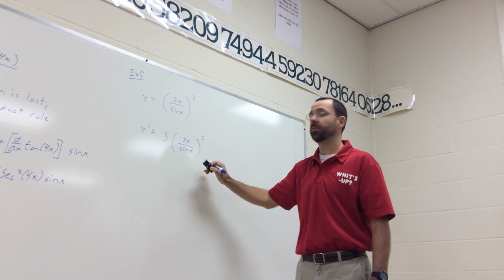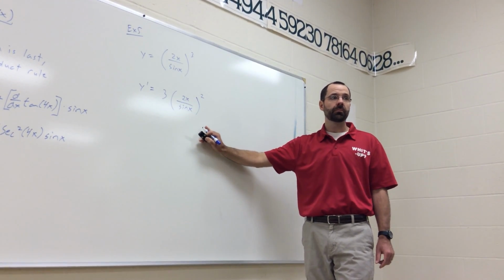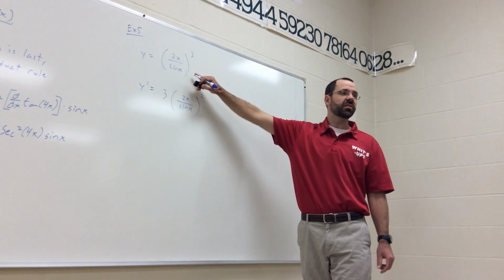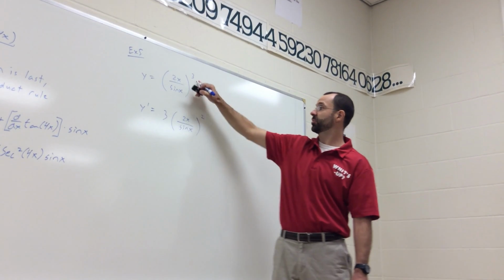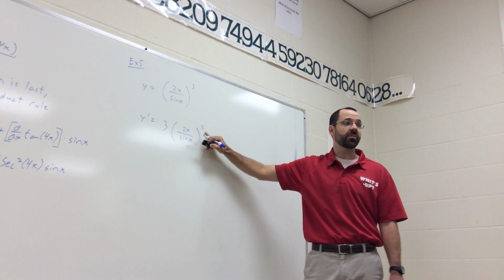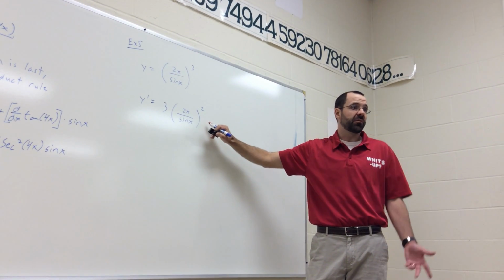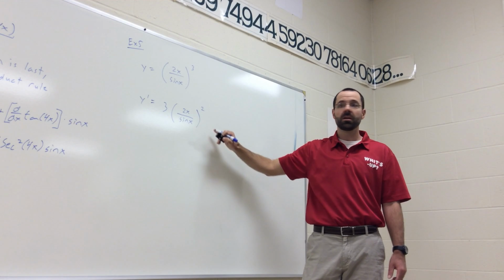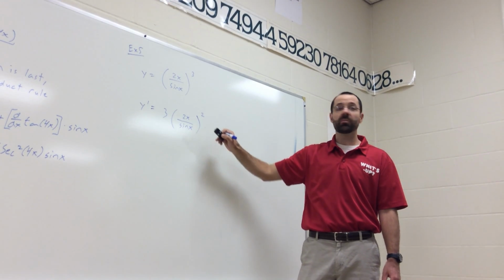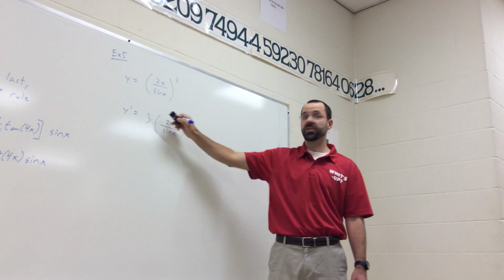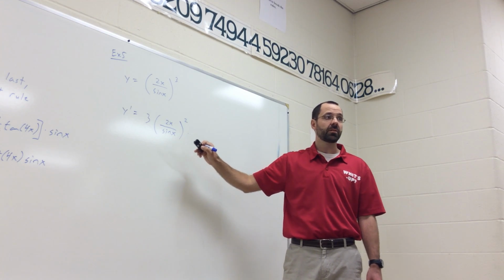So this looks natural to people. You just move the 3 out front and subtract 1 from the exponent, right? That was the first 2 steps. Okay, then to finish it out, though, this is what people forget. They forget the times by the derivative of the inside.